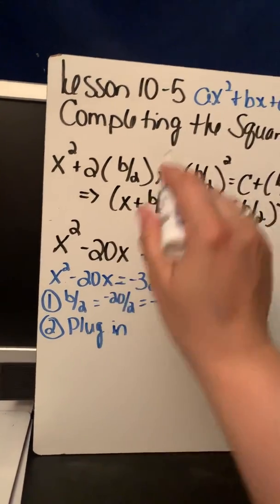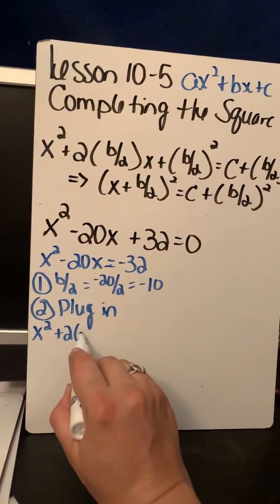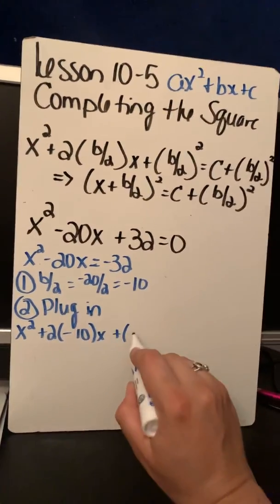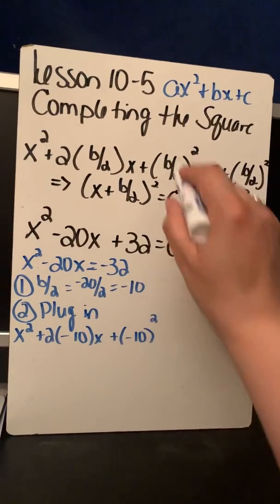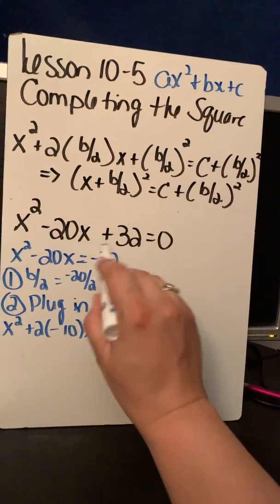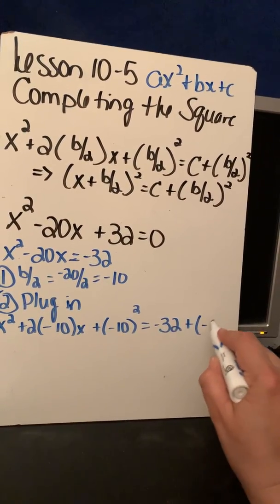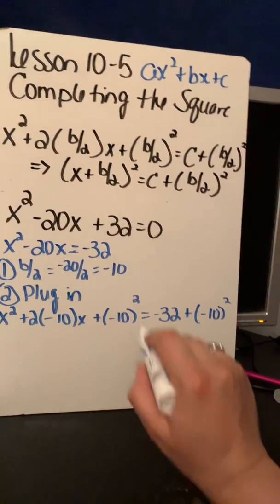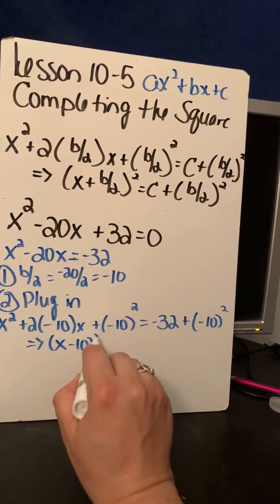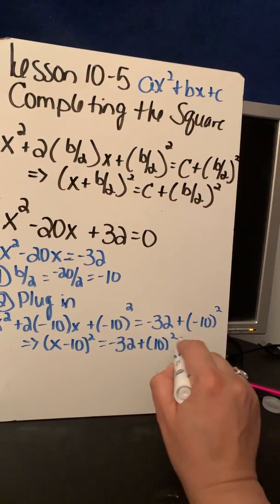in to that equation. So we would have x squared plus 2 times b over 2, replace it with the b over 2, x plus b over 2 squared equals x plus negative 10 squared, because b over 2 is negative 10, equals the c, which was negative 32, plus my b over 2 squared, which implies x plus b over 2 squared equals c plus b over 2 squared.